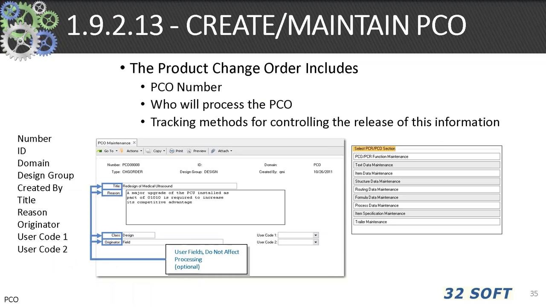The product change order is the primary control mechanism for the change process. The header includes the PCO number and an ID code, which can be used as a subset for a group of PCRs or PCOs. The PCO number may be automated or manual, and the header determines what type of document it is, who originated the change, who created the change, that is input, a title for the change, a reason, and you have two user codes that are defined in generalized codes that are another nice tool for slice and dice.